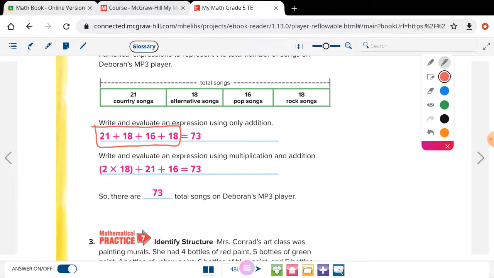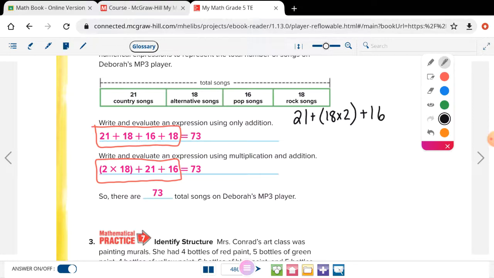Who has something that they think is still correct for this second one, but yours looks different? Aiden, what do you have? 21 plus the parentheses, 18 times 2, another parentheses, plus 16. Okay. Does his work? Yeah, because he has 2 times 18 or 18 times 2 somewhere in there, and then he adds 21 and adds 16.